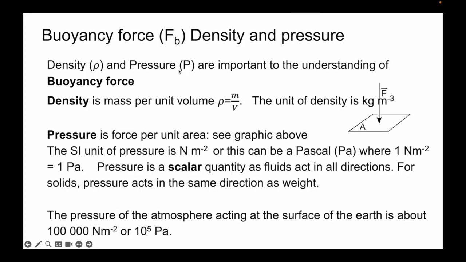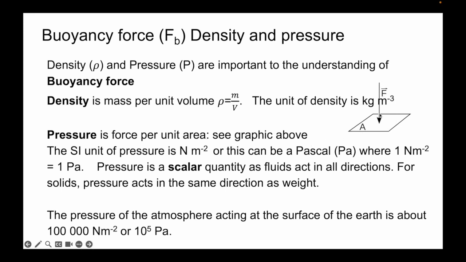First thing we want to look at is buoyancy force, which is our F sub B here. We get density and pressure along with it too, and these should be reviewed topics hopefully. If not, let's go over them quickly here. Density is rho, and pressure P are important to the understanding of the buoyancy force, and density is our mass per unit volume. So rho really is mass per unit volume, and the unit of density is kilograms per meter cubed. Pressure is the force per unit area, which is this graphic over here.